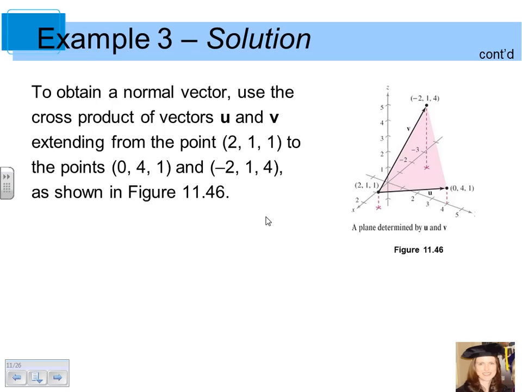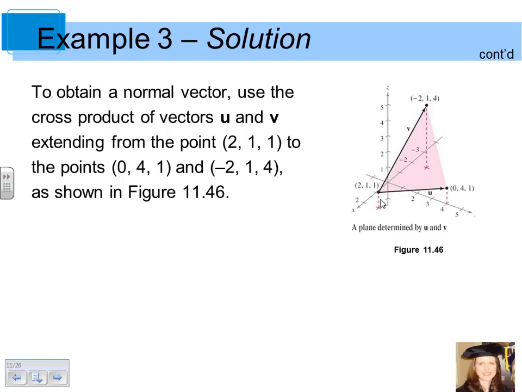To obtain the normal vector, we have these 3 points given here. We can find a vector from the point (2, 1, 1) to the point (0, 4, 1) and to the point (-2, 1, 4). Let those be vector u and vector v. Those are both vectors in the plane. We want to find a vector that is orthogonal to the plane, and a vector that would be orthogonal to the plane would be orthogonal to both u and v.